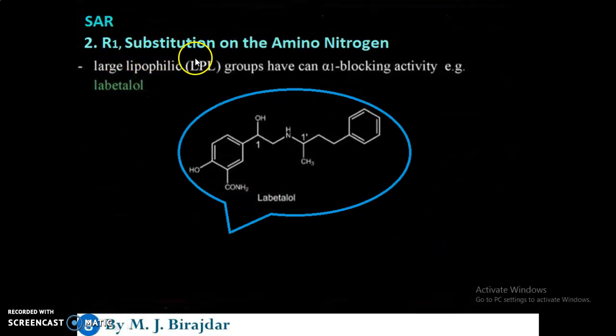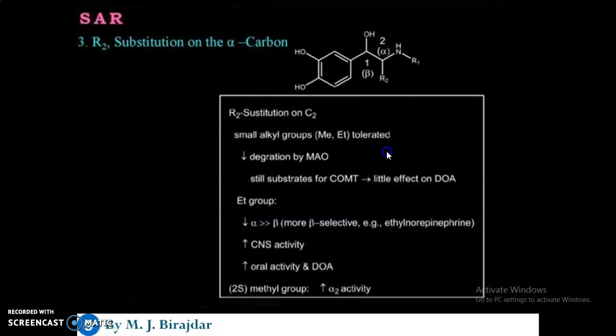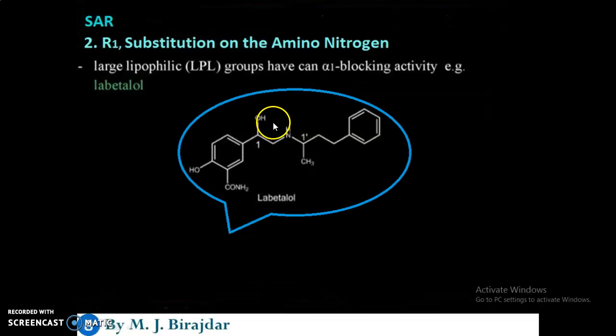R1 substitution on the amino nitrogen. Large lipophilic groups have alpha 1 blocking activity. Example, labetalol. This is the structure of labetalol.